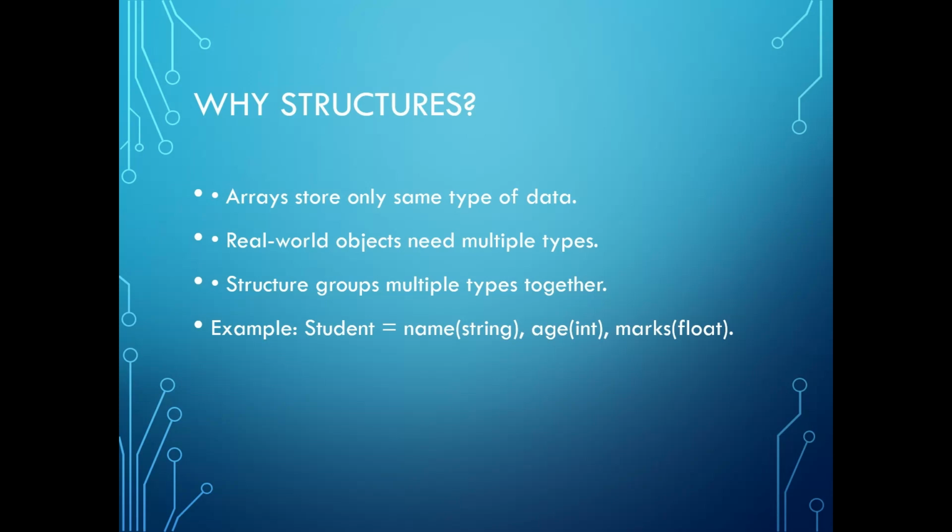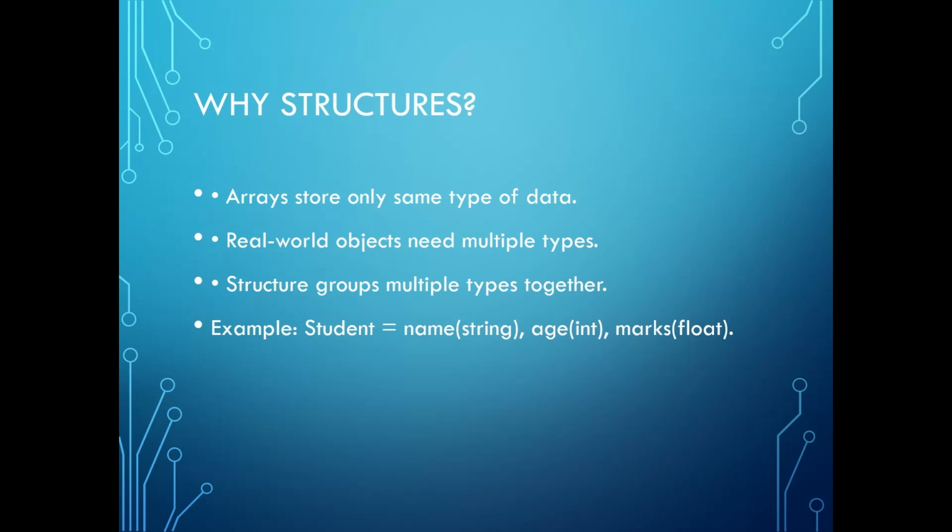Because arrays are nice, but they have a big limitation. They can only store one type of data. Imagine you want to store information about a student: their name, such as a string, their age, such as an integer, and their marks, such as a float. Can you do this with an array? No. An array can only hold one type, either all integers, or all floats, or all characters. That's where structures come in.